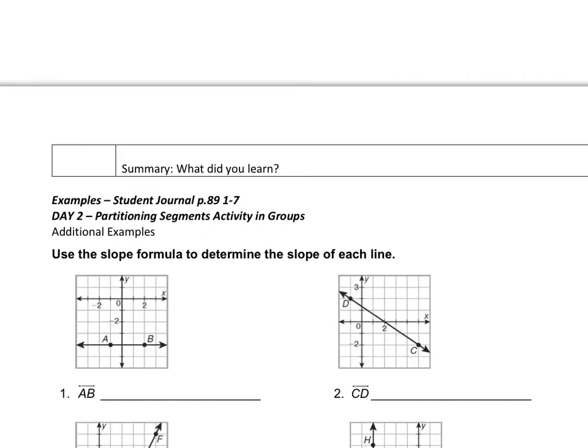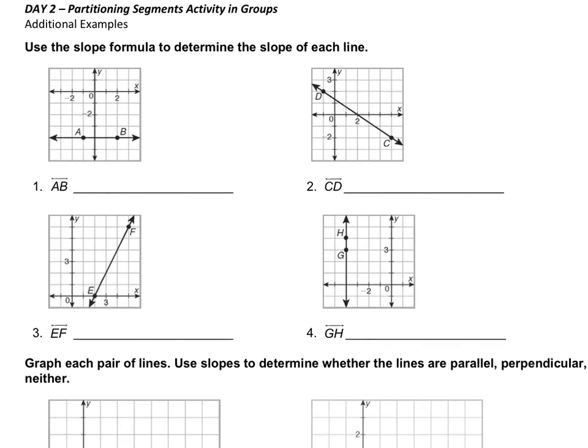Over here, let's do some examples. So determining the slope of each line. For the first one, the slope is equal to 0. They put it down here. So the slope of this is equal to 0.